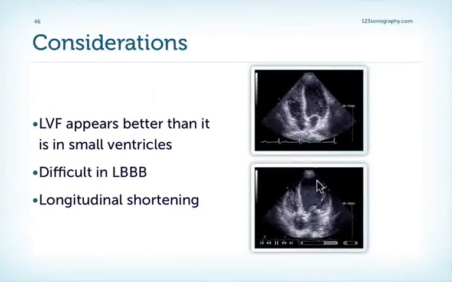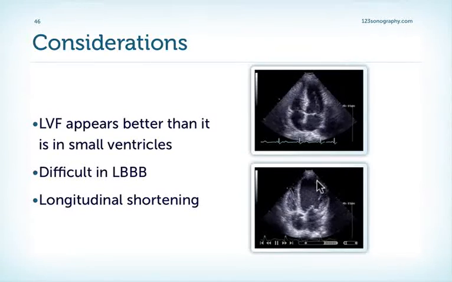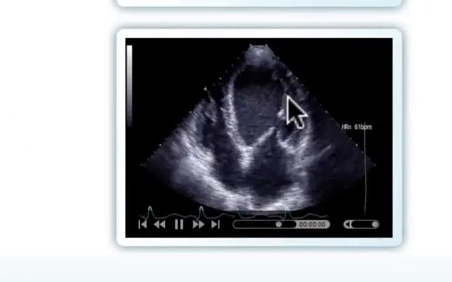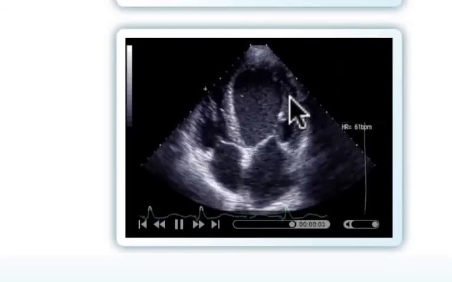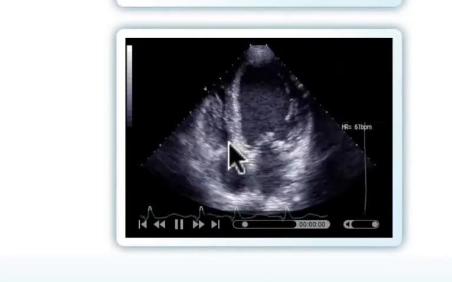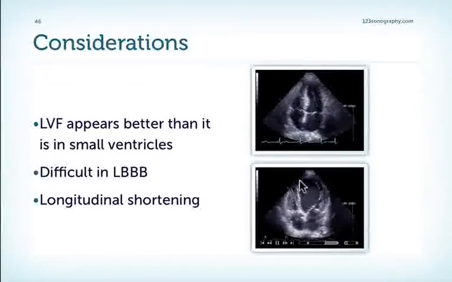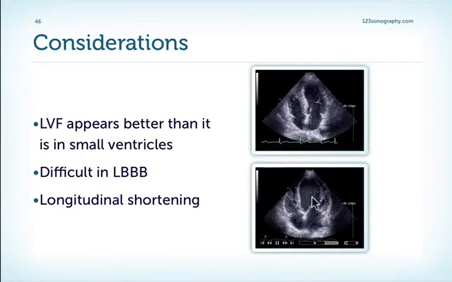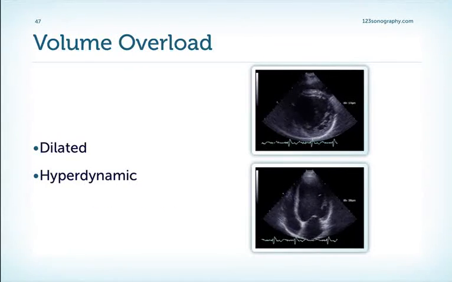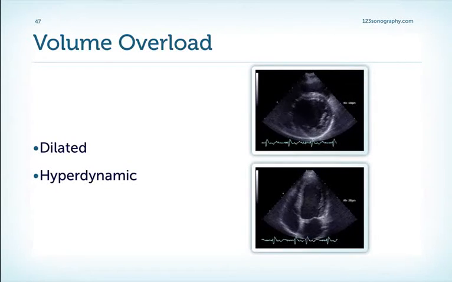Another pitfall, patients with left bundle branch block appear to have a poorer left ventricular function than they actually have, simply because contractility is desynchronous. And one other thing to keep in mind, always also look at longitudinal contraction. In other words, in contraction not only in the radial direction towards the middle of the ventricle, but from apex to base. Volume overload is a situation where we have both a dilated and a hyperdynamic left ventricular function. We will meet this state in several clinical situations, such as aortic regurgitation, mitral regurgitation, but also ventricular septal defect.